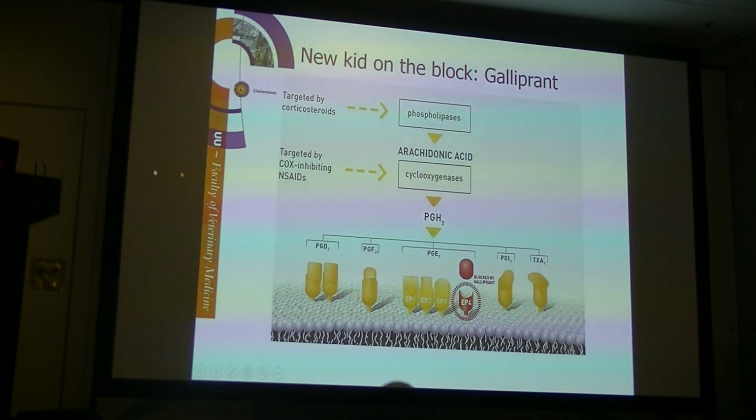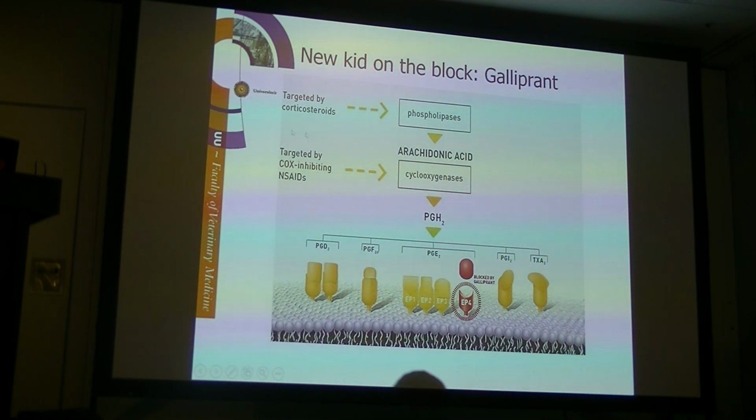So you can see here PGE2. I've told you PGE2 is the bad guy in the prostaglandins. This will cause the pain. And this will go to a receptor, the EP4 receptor, and this is blocked by Galliprant. So you may ask yourself, why do they put this on the market? Because we have COX inhibitors, we have steroids.